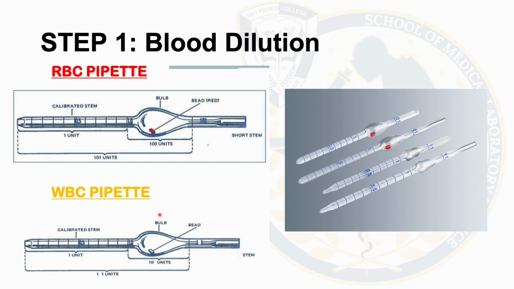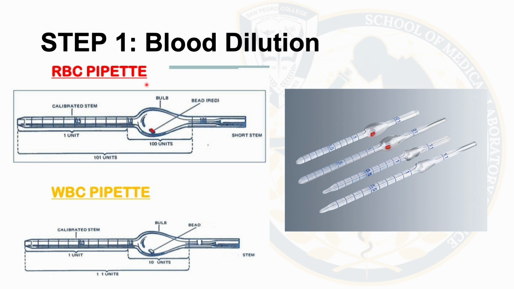So that is why when you get the sum of the whole volume inside the pipette, you're going to add 1 unit from the stem and then 100 units from the bulb. That's all in all 101 units for the RBC pipette. While for the WBC pipette, as you can see, 1 unit from the stem and 10 units from the bulb. All in all, that's 11 units.